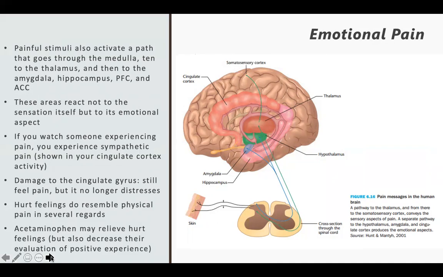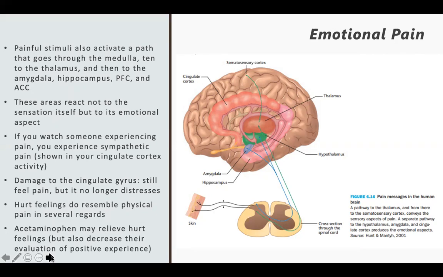Yeah, it's very interesting. So a hypnotic suggestion to feel no pain decreases the responses in the cingulate cortex without much effect on the somatosensory cortex. It means that someone responding to a hypnotic suggestion feels the painful sensation almost normally, but reacts with emotional indifference. And people with damage to the cingulate gyrus still feel pain, but they no longer feel distress about the pain.